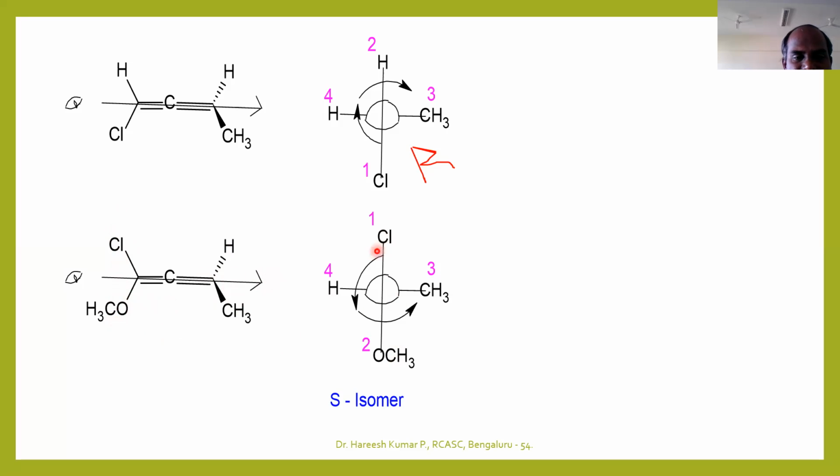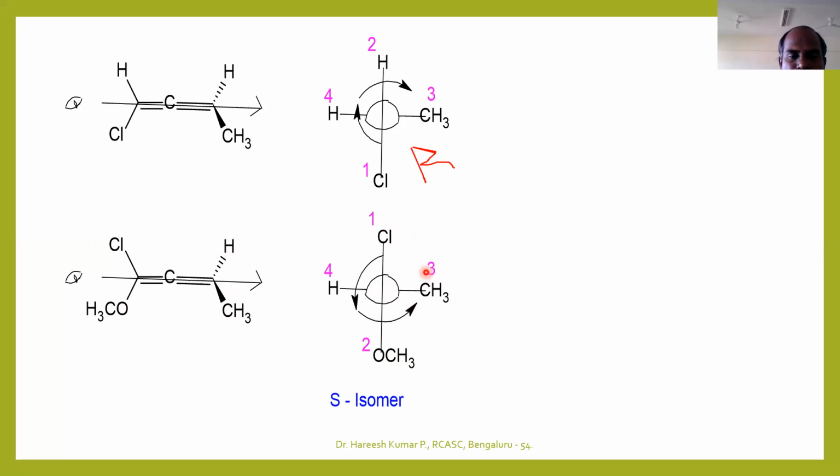So when you are writing here, these are vertical groups. Of course, this is also a vertical group, chlorine and methoxy. And these are horizontal groups. When you are viewing from this side, H is coming on the left hand side. That is the reason H is on the left hand side. CH3 is on the right hand side. Now give the priority. So chlorine takes the first one, methoxy is the second one, and between these two, CH3 takes the priority. That is the reason 3 and 4.